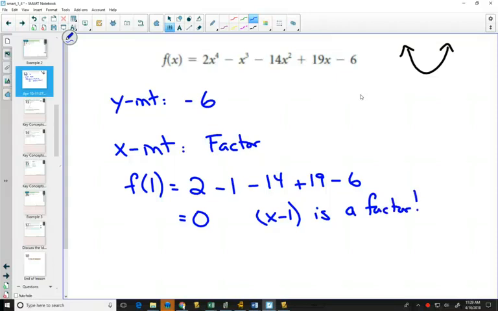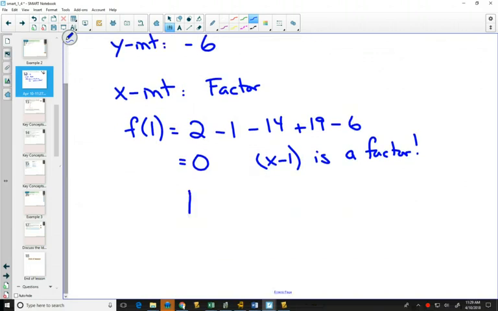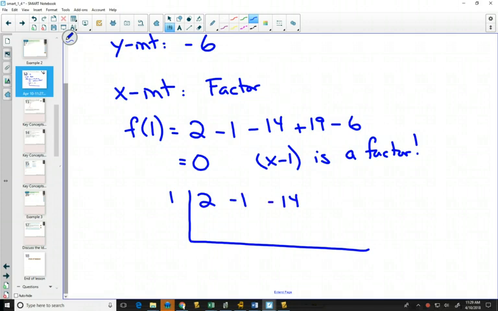So we can go to our synthetic division. If we're dividing by x minus 1, there would be a positive 1 out in front. 2, negative 1, negative 14, 19, and negative 6. We have to be careful that those were in the right order, and if we check in the question, they were. We also have to be careful that none of the powers were missing, so we'd have to include a 0. But in this case, none of them were.